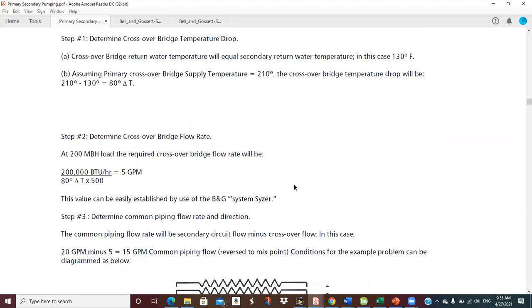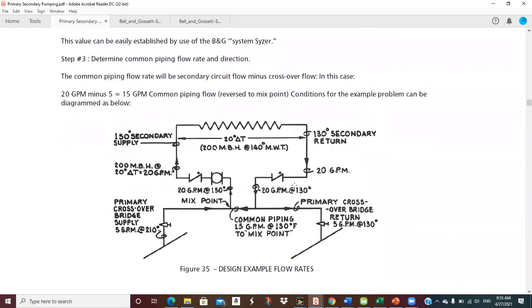And Bell and Gossett makes what they call a system sizer. It's a little circular, like a slide rule, but it's a circle. You can do all these little calculations simply on the system sizer. You could probably send them an email and they'd send you one for nothing. Tell them you're a student at Tennessee Tech and you want a free system sizer. Or you could contact Bell and Gossett in Nashville and say, I'm graduating at Tennessee Tech, I want one of them system sizer things. So they'd send you one.